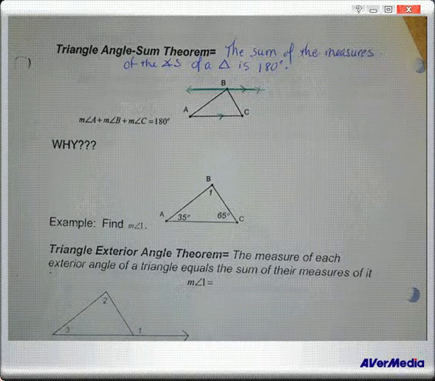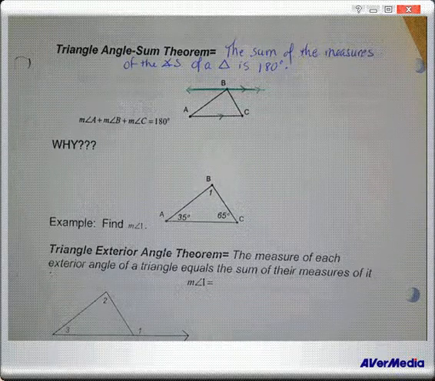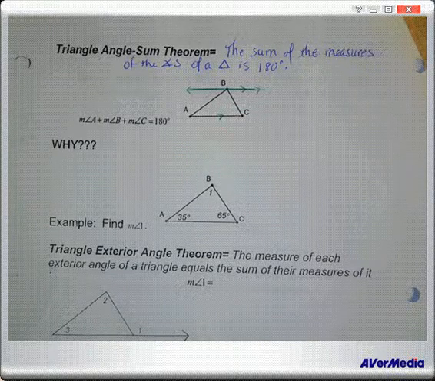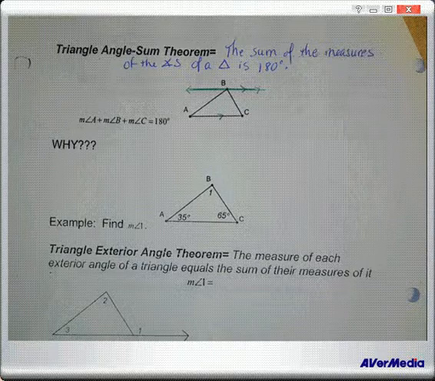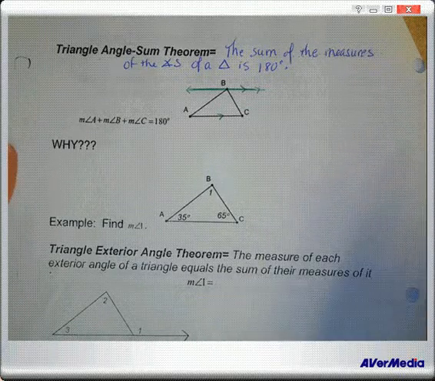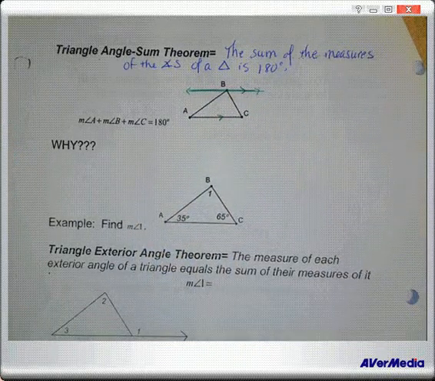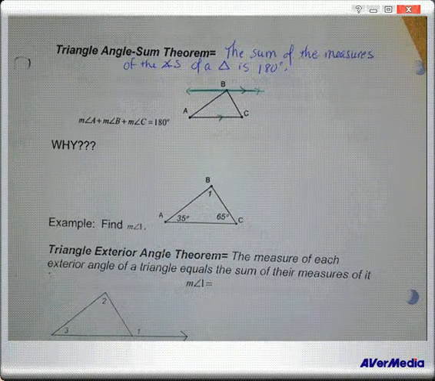Now I'm going to actually use what I know about parallel lines, because remember, the instant I tell you the word parallel, you should start thinking alternate interior angles being congruent, corresponding angles being congruent, and same side interior angles being supplementary. Anyway, so here's how we're going to show it. Somehow I need to show these three angles add up to 180 degrees. Well, here's how we can go about it.